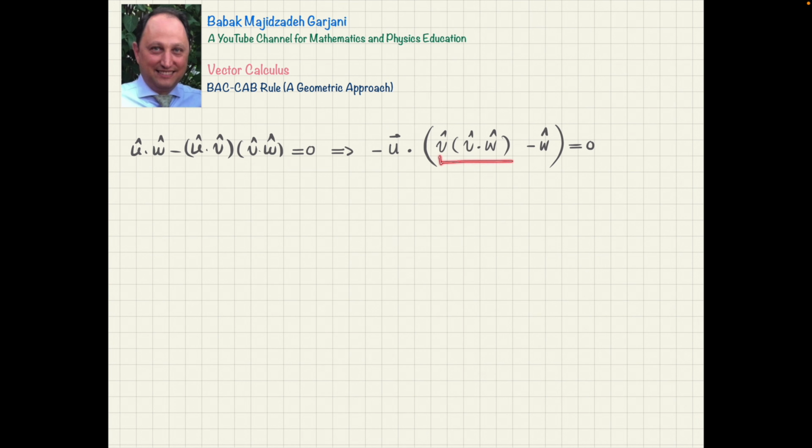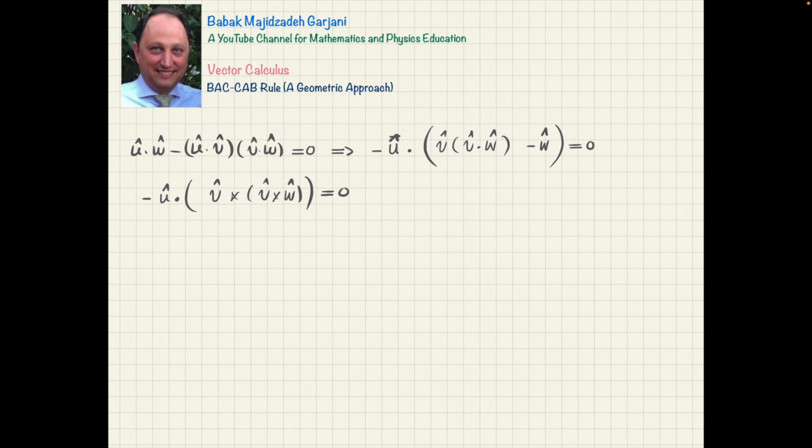But then I can use the BAC-CAB rule for the two vectors v and w only, unit vectors. So what can I write? I can conclude that minus u, all of them are hat actually, u hat, and then instead of that vector I would write it as v cross w, because I know that the BAC-CAB rule holds for this. We can check that this BAC-CAB gives me exactly this, because v is the unit vector.